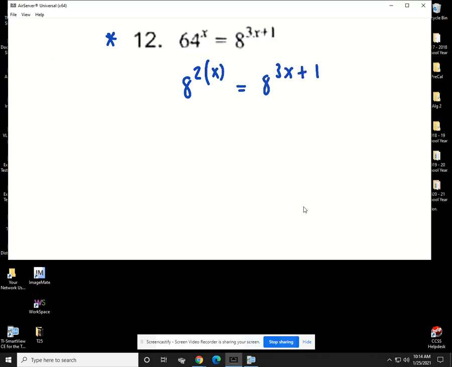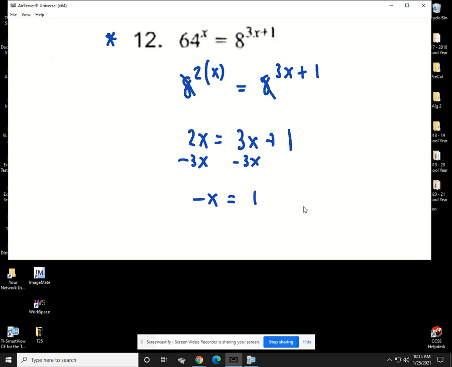But have we created our bases to be the same? So I'm going to cancel those bases. What is 2 times x? So 2x equals 3x plus 1. You got a couple of options here to solve this problem. I'm going to go ahead and subtract 3x. What's 2x minus 3x? So negative 1x, or negative x, equals 1.